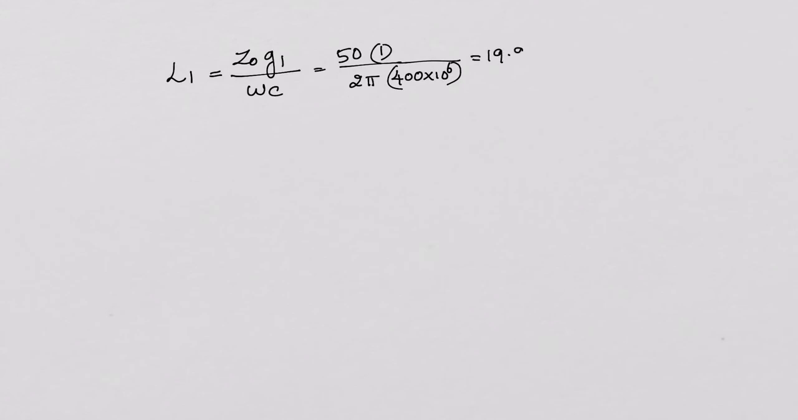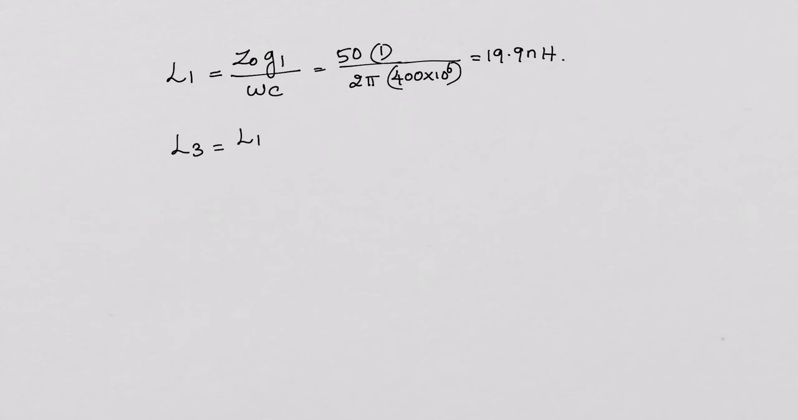L1 is equal to Z0 into G1, the previous inductor value, divided by omega c. So for impedance scaling we multiply by Z0. Here instead of R0 we have used Z0. So Z0 multiplied by G1 divided by omega c; both impedance scaling and frequency scaling are done. Here Z0 is 50 ohms, G1 is equal to 1, and omega c is equal to 2 pi into Fc. The Fc value is 400 megahertz, so 400 into 10 to the power 6. The value will be 19.9 nanohenries. L3 is also equal to L1, because Z0 into G3 divided by omega c.